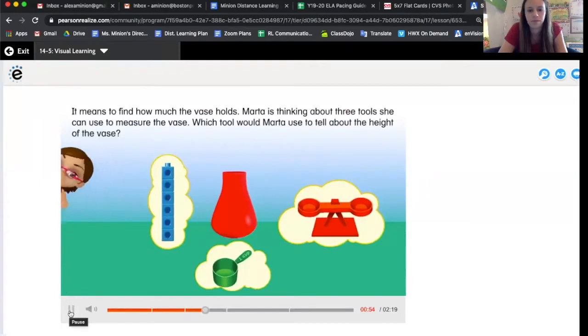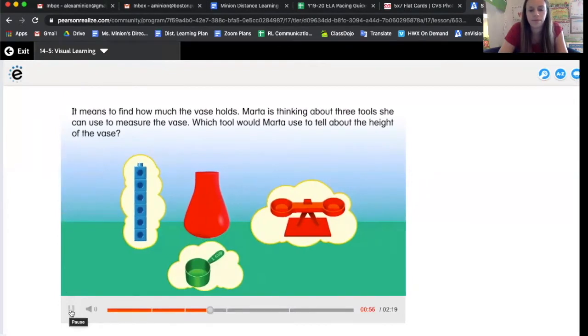Which tool would Marta use to tell about the height of the vase? Let's think about these tools. We have a cube stick. What does a cube stick measure? You can say a cube stick measures... Yes, a cube stick measures the height or the length. We use it to find out how long or tall something is.